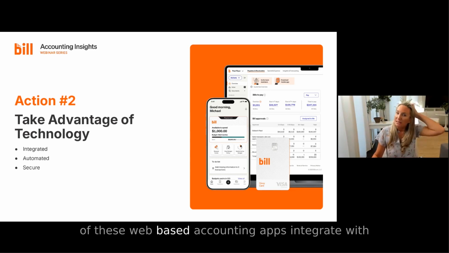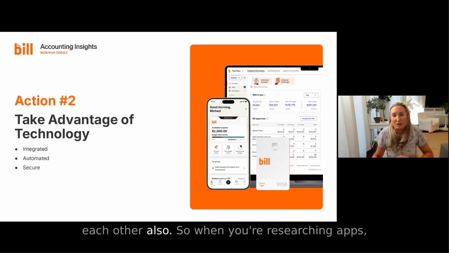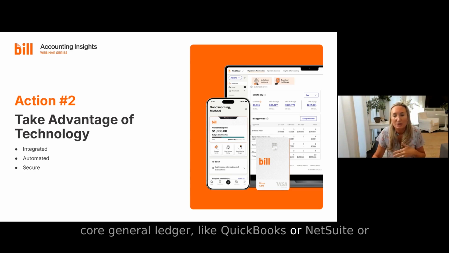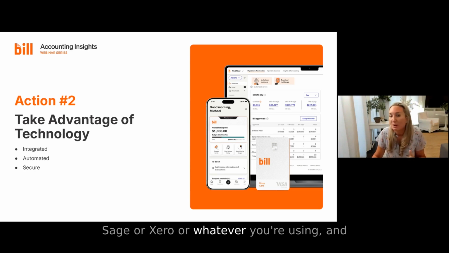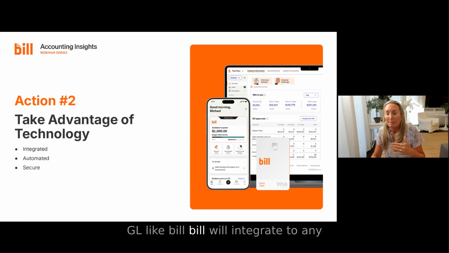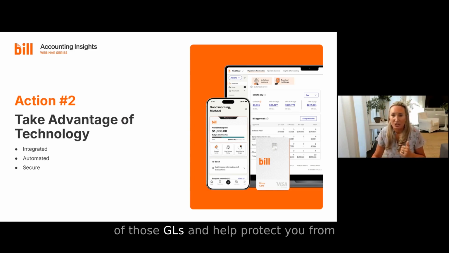Many of these web-based accounting apps integrate with each other also. So when you're researching apps, check out the integration options. Start with a core general ledger like QuickBooks or NetSuite or Sage or Xero or whatever you're using, and then find tools that integrate with your GL like Bill. Bill will integrate to any of those GLs and help protect you from fraud.